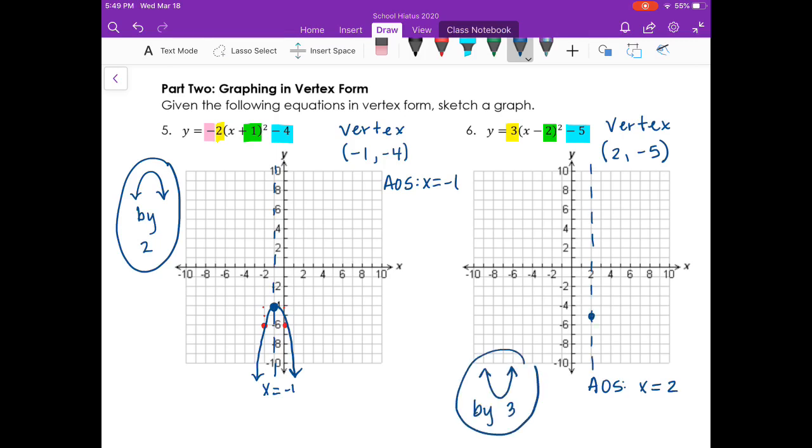So using our normal parent function pattern, we'll begin plotting the points. But as we move to the right 1, we'll move up 3 units instead of the usual 1. As we move to the right 2, we'll move up 12. Then we'll reflect these points to the other side of the axis of symmetry to complete the graph.